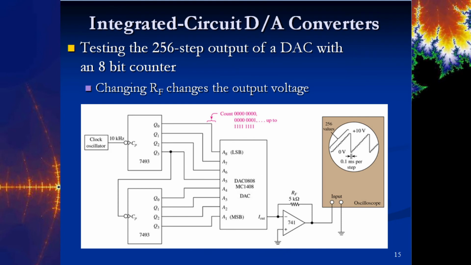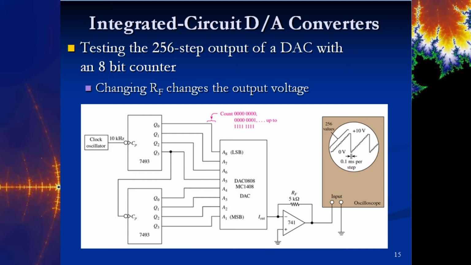So one way that we could simulate this is to have a DAC set up here, right? So we're taking a digital input on the left side here and converting it to some analog output that we're then going to put into an oscilloscope. So this is a 10 kilohertz clock oscillator, and we're assuming that everything is just going to keep counting higher and higher and higher and recycle itself. We don't have any reset circuitry here.